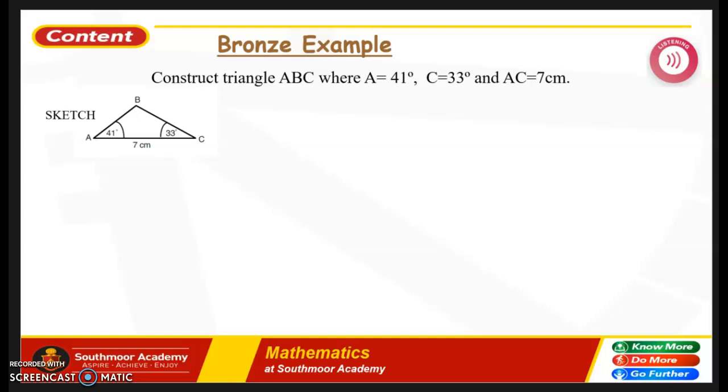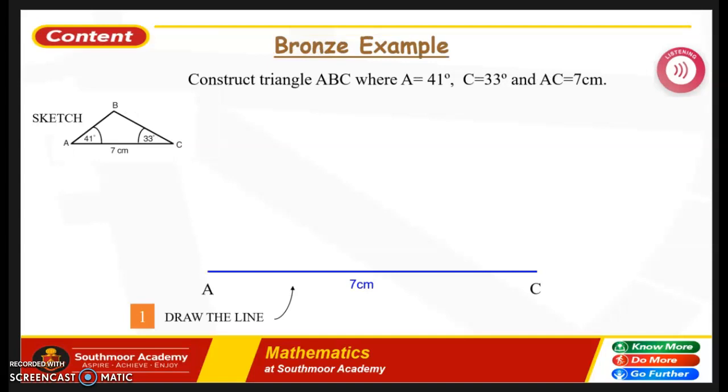Right, to start off drawing this triangle accurately, we are going to first draw our 7 centimetre line using a ruler, labelling either end A and C. So we'll label this end A and this end C with our 7 centimetres on the bottom.